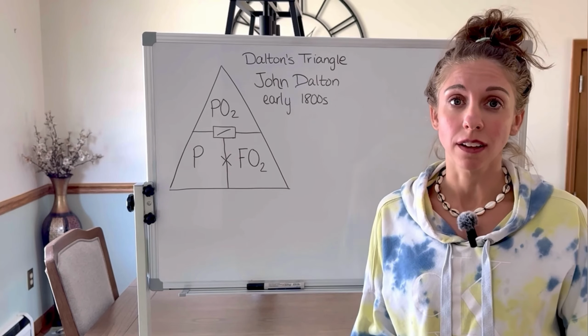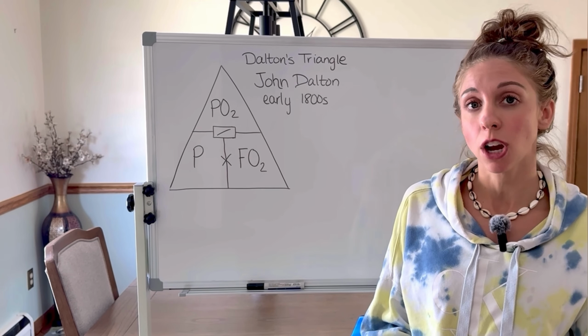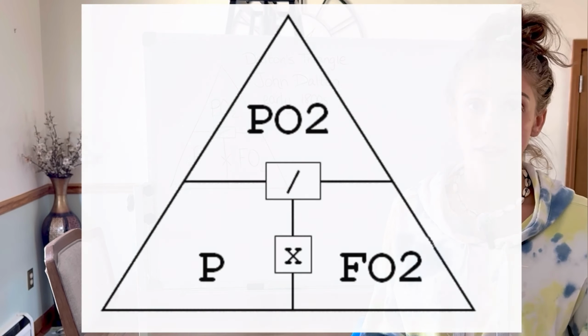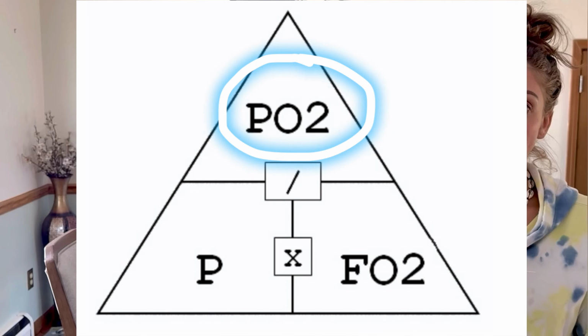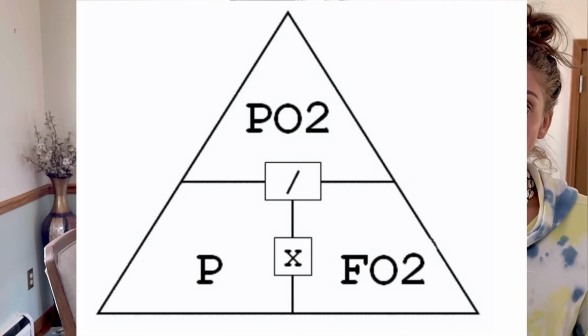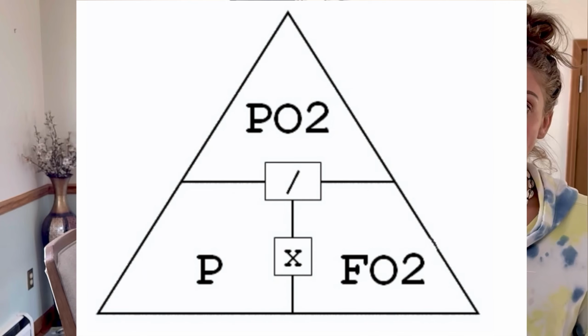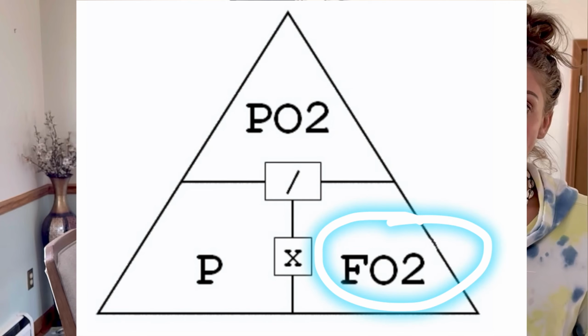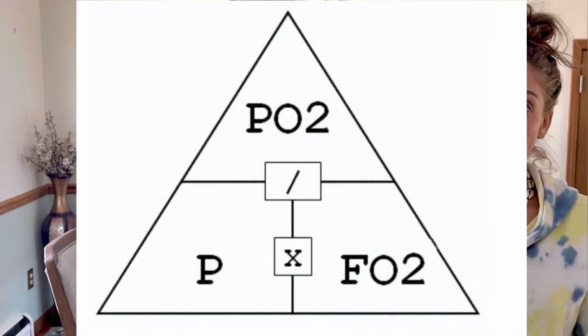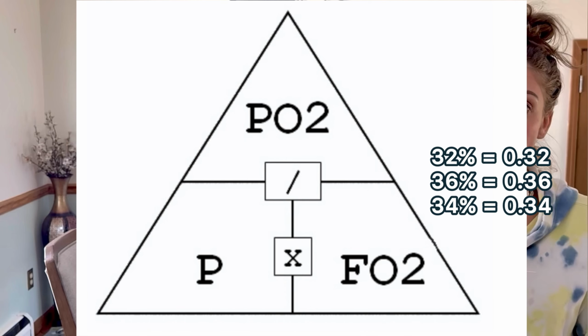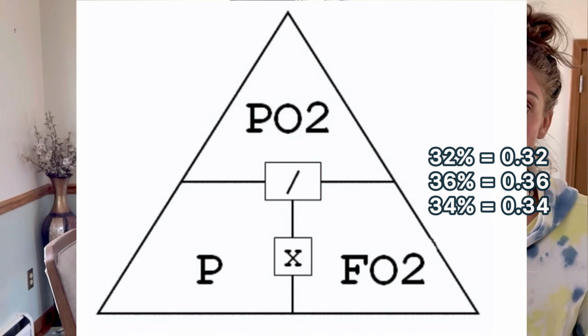This is Dalton's triangle, and it was created by John Dalton in the early 1800s when he created Dalton's law. At the very top, you have PO2, which is your oxygen partial pressure, and this is not to exceed 1.4 ATA. The bottom left, where it says P, is going to be your ambient pressure, and this is going to be your depth. And FO2 is going to be your fraction of oxygen, which is basically your percentage of oxygen in your tank in decimal form. So if you have 32% oxygen, it's going to be a value of 0.32. If you have 36%, it's going to be a value of 0.36, and so on.